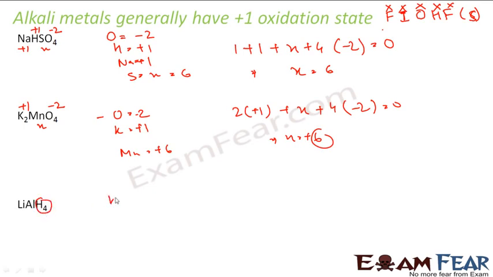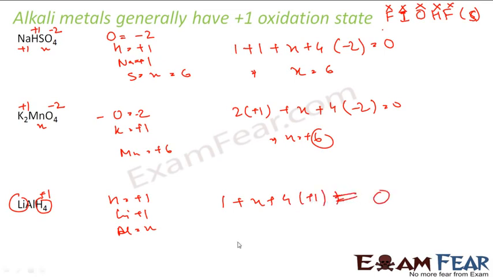Oxygen, there is no oxygen, we can't apply. LiAlH4, right? So H becomes +1. Then fluorine we can't apply. Then I have two unknowns. Then I will apply this rule. Alkali metals have +1 oxidation state. So the alkali metal is Li. So Li is also +1. And Al we'll assume X. You apply the last rule now. So that is lithium, 1, plus aluminum, X, plus hydrogen, 4 into +1, equal to 0. We solve this, X is nothing but -5. So aluminum is -5.